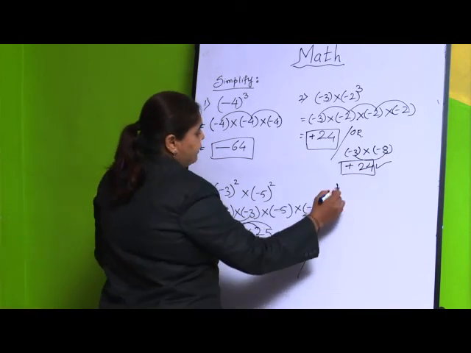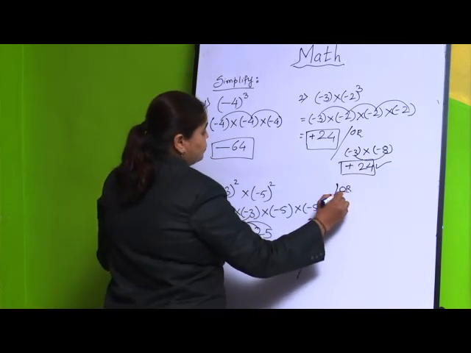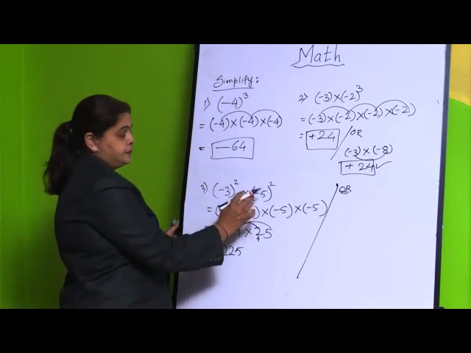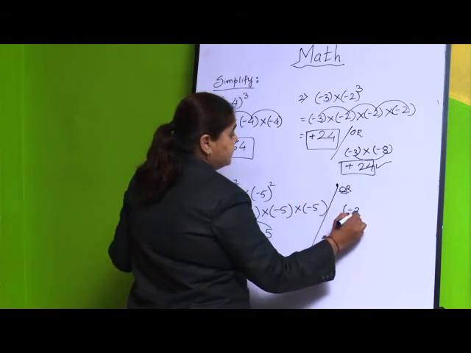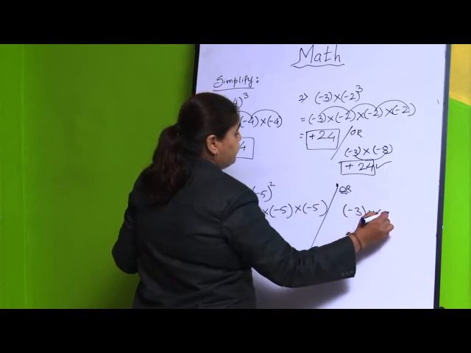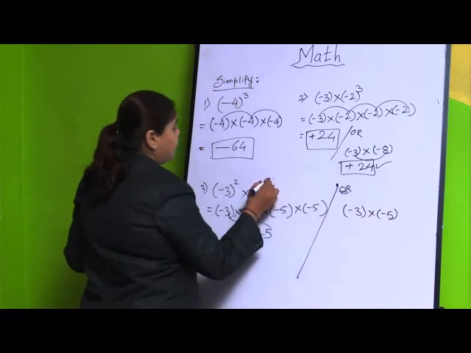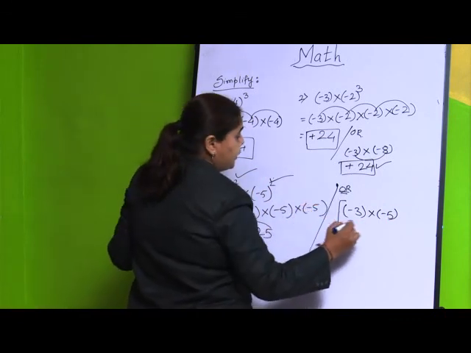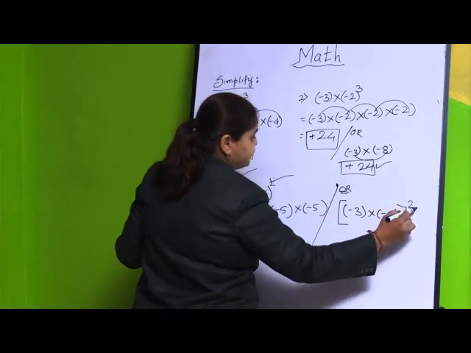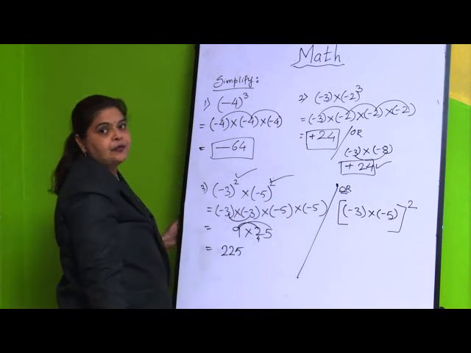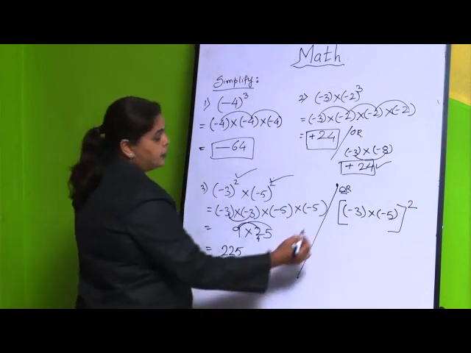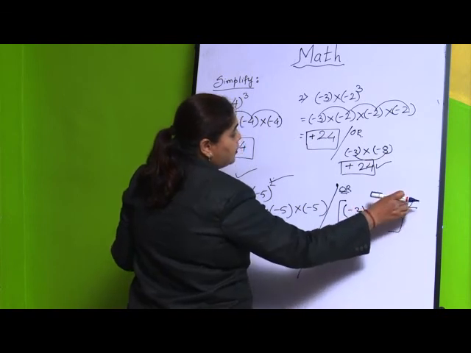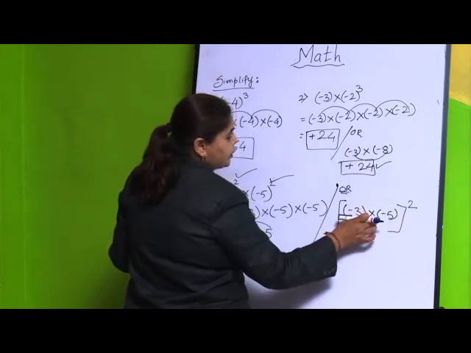Another method I will show here, that is also the same. Here see, the bases are different, minus 3 and minus 5, but the powers are the same. Can I give a combined power to this? Yes, we can give the combined power. So, now it is a whole power. Now, what is the multiplication of this?